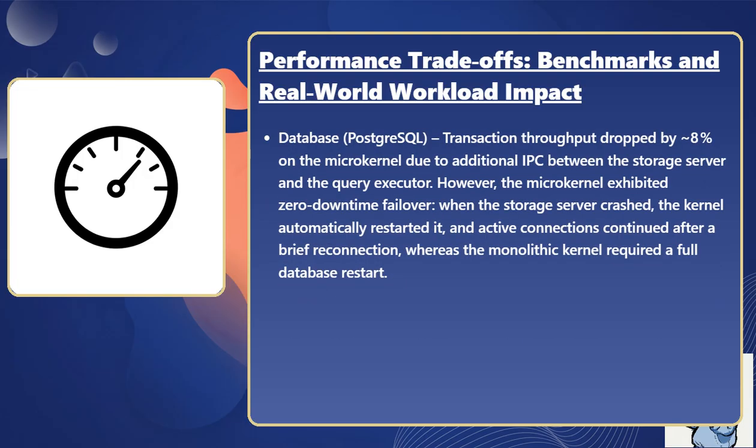Database, PostgreSQL. Transaction throughput dropped by approximately 8% on the microkernel due to additional IPC between the storage server and the query executor. However, the microkernel exhibited zero downtime failover. When the storage server crashed, the kernel automatically restarted it, and active connections continued after a brief reconnection, whereas the monolithic kernel required a full database restart.